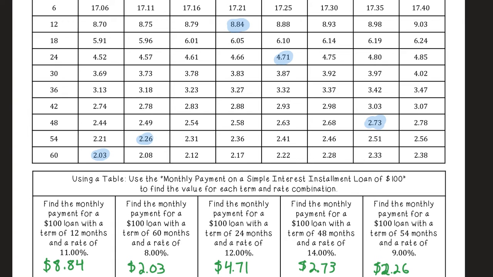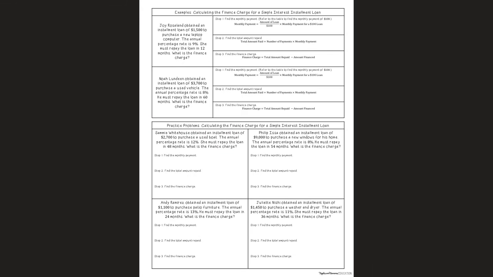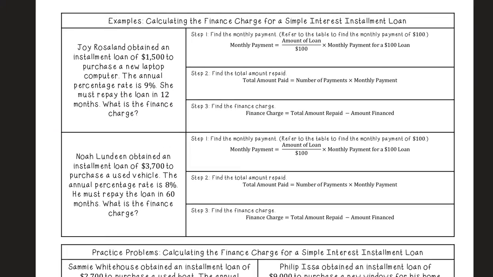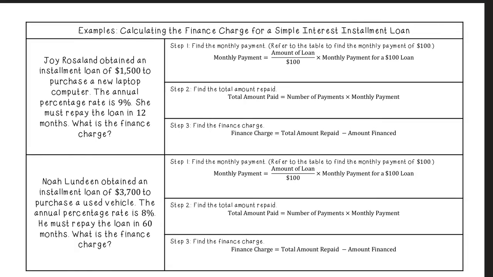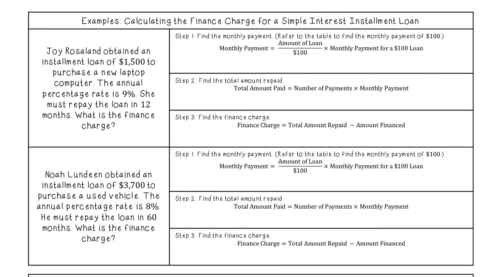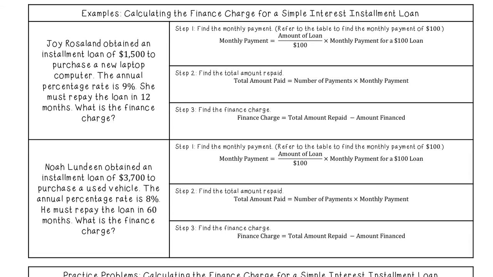So you're going to flip over to the back side of these notes. And let me fix this to make it easier to see. But you're going to get a situation, and you're going to have to calculate the monthly payment, figure out how much you actually paid, and how much you've been charged in interest, basically. So we're going to highlight some things.